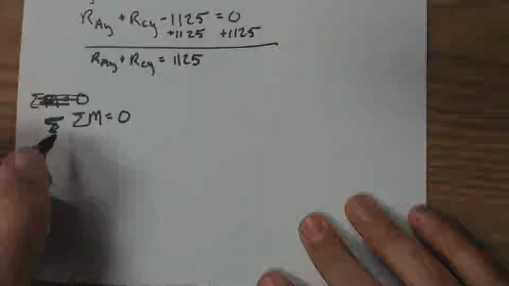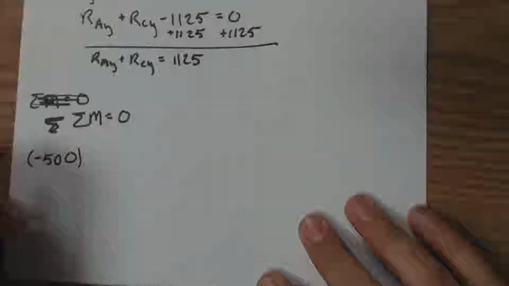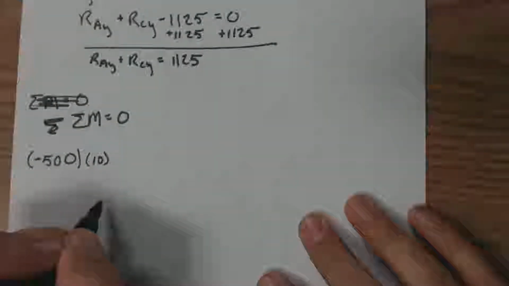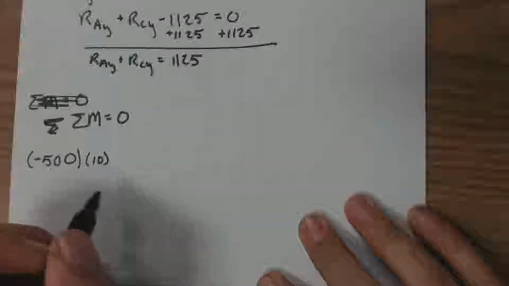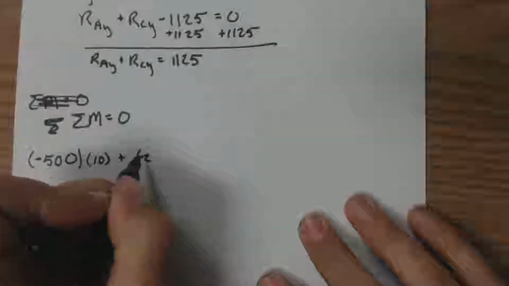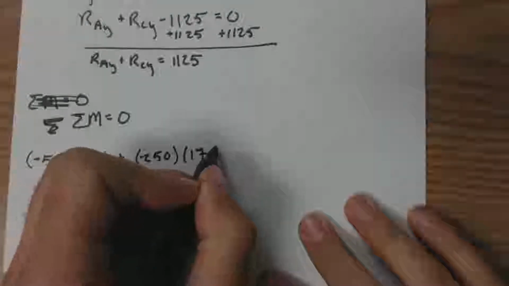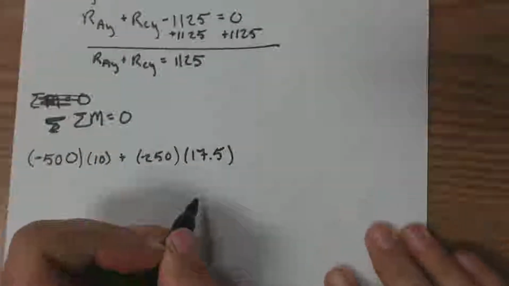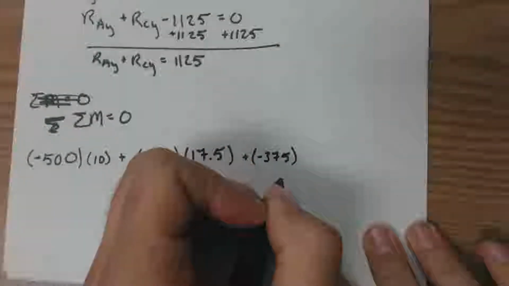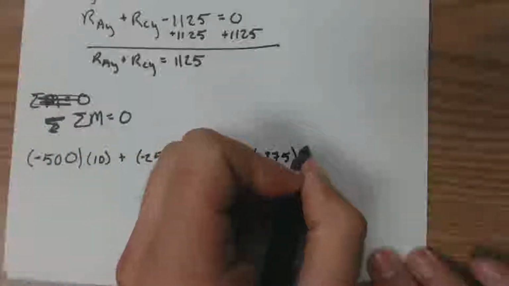Alright, so at D, that's going to have 500 pounds going down, so it's negative. And it is located 10 away from A. That's my fixed point that I assumed isn't spinning, but everything's spinning around that point. Then over there at B, I have a negative 250 because it's going down. That is 17.5 away. At E, I have a negative 375 because it's going down, or making the whole thing spin clockwise. And that one is 25 away.